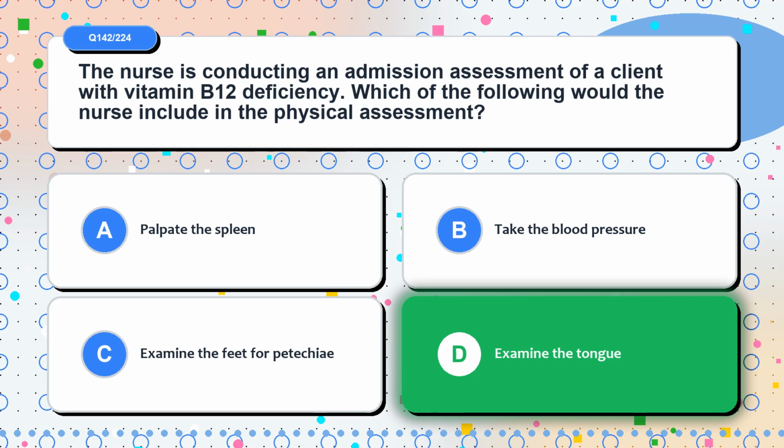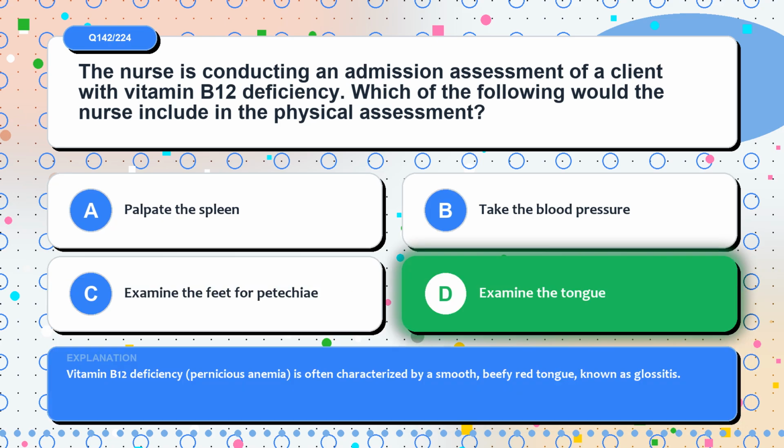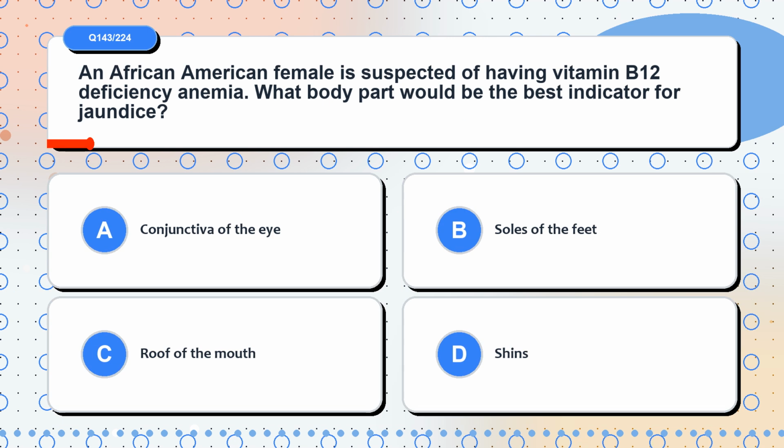The correct answer is option D, examine the tongue. Vitamin B12 deficiency, pernicious anemia, is often characterized by a smooth, beefy red tongue known as glossitis. Question 143. An African American female is suspected of having vitamin B12 deficiency anemia. What body part would be the best indicator for jaundice?